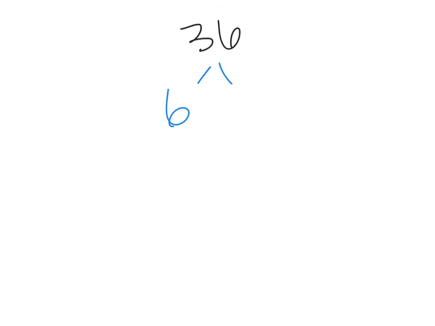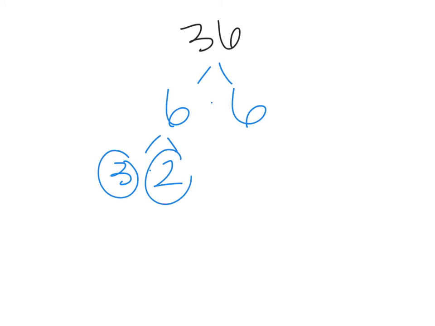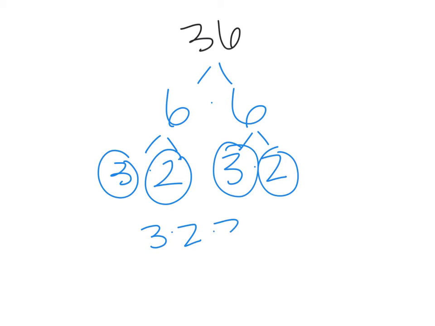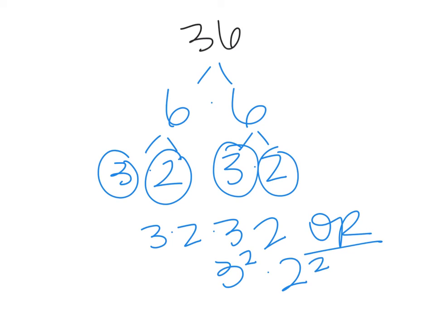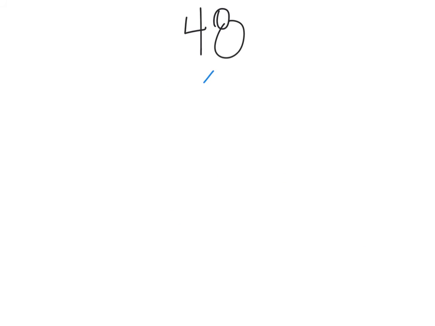I'm going to use 6 times 6. I'm going to break the 6 apart into 3 times 2. And what I know about 3 is that it's prime, and what I know about 2 is that it's prime. Well, if I did 3 times 2 over here for 6, I'm going to do the same thing over here. And that leaves me with 3 times 2 times 3 times 2. Or, if I want to use exponents, 3 squared, because there's 2 of them, 2 squared, because there's 2 of them.